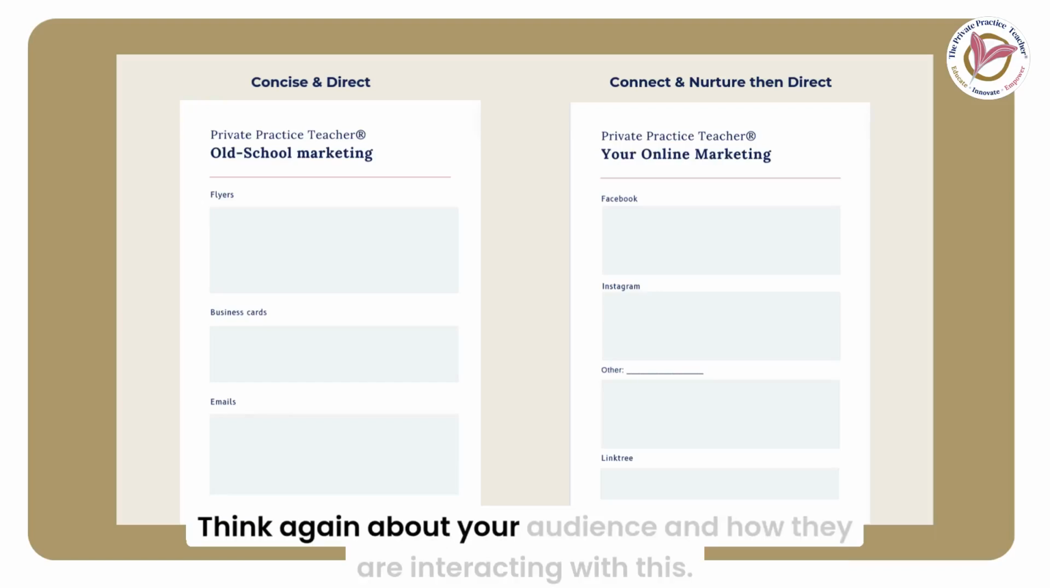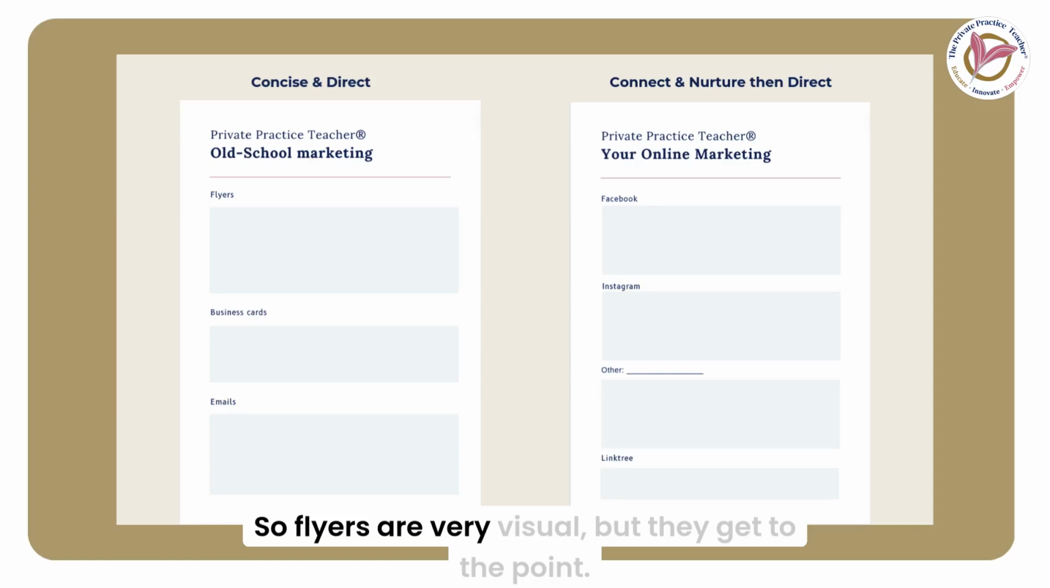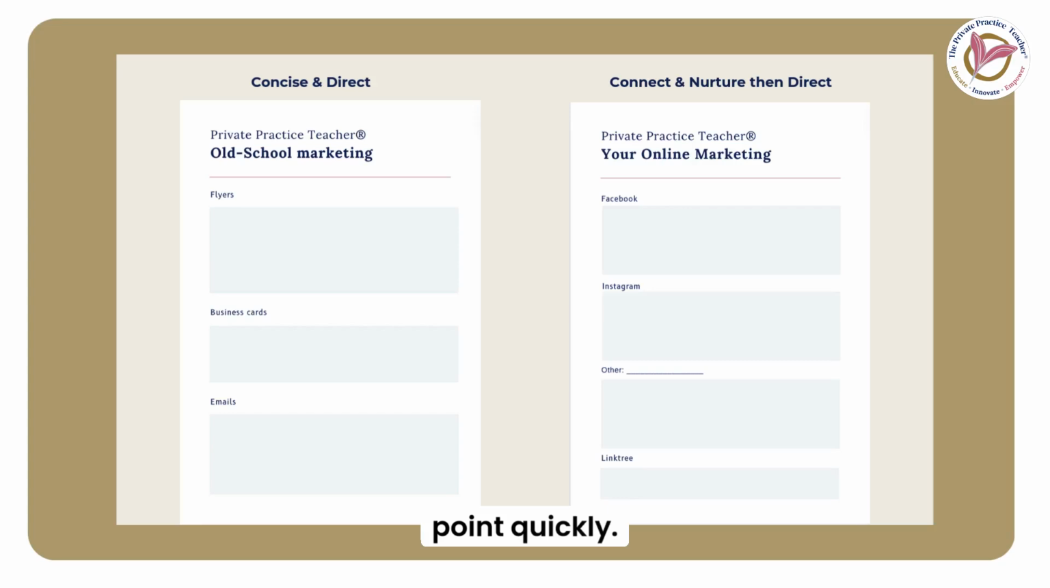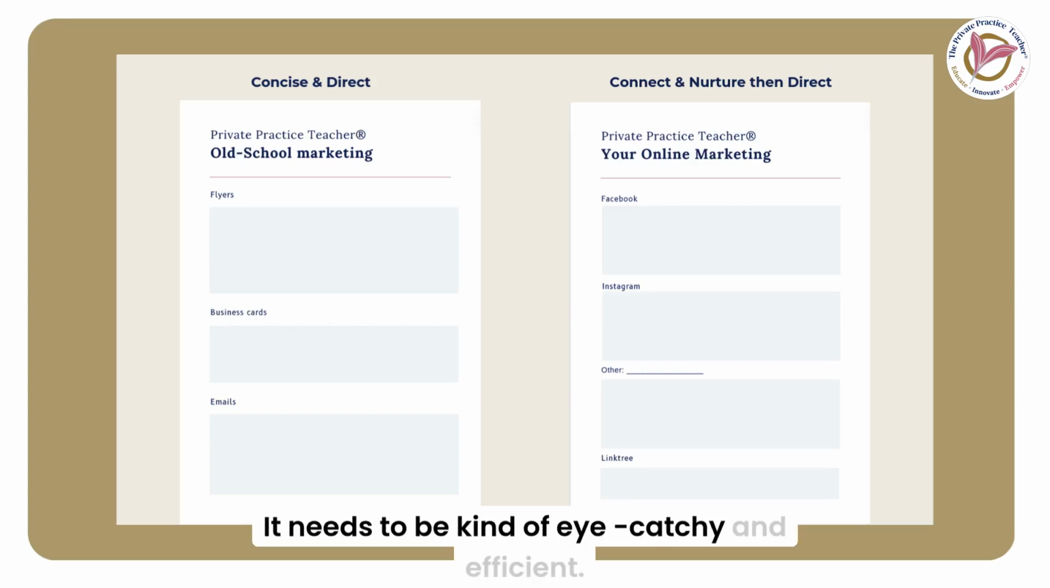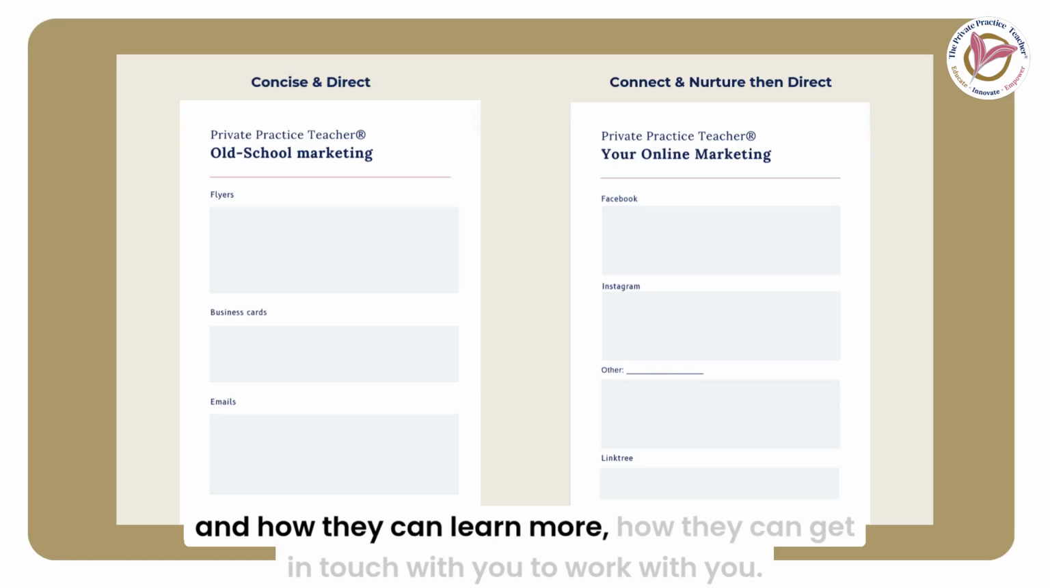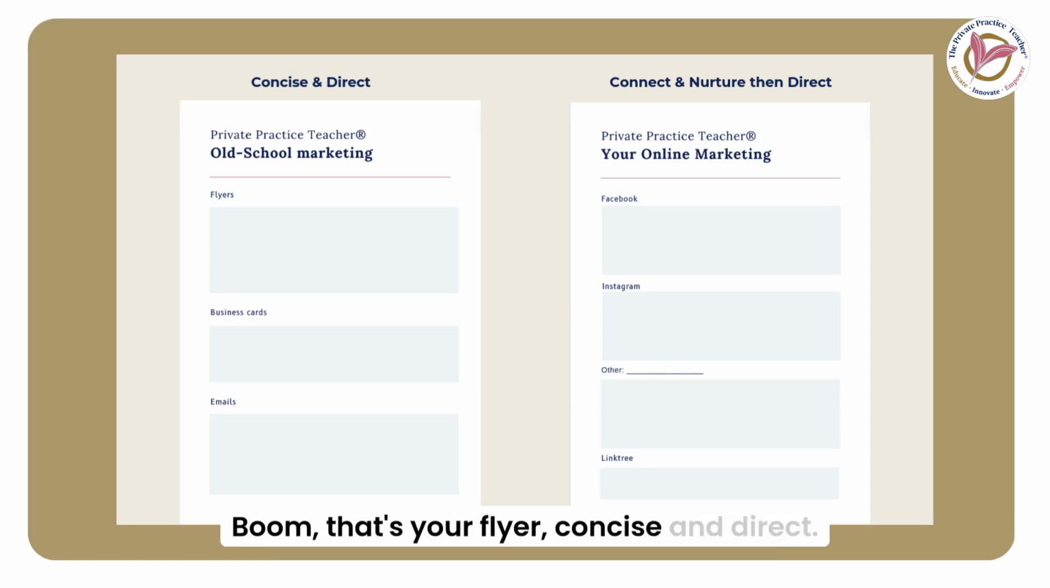Think again about your audience and how they are interacting with this. So flyers are very visual, but they get to the point. Everything in your traditional marketing, your old school marketing, needs to get to the point quickly. It needs to be kind of eye-catchy and efficient. So who are you? Why should they care? Meaning, what's their problem? How you can help, and how they can learn more, how they can get in touch with you to work with you. Boom. That's your flyer. Concise and direct.